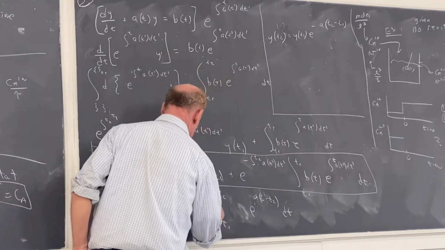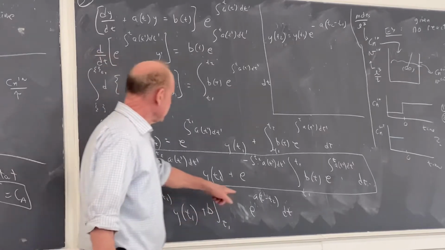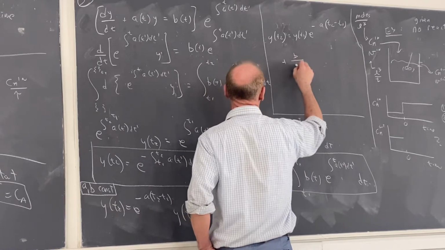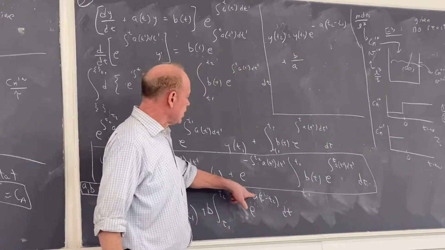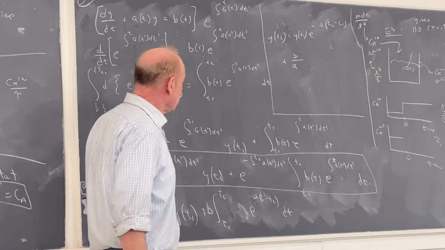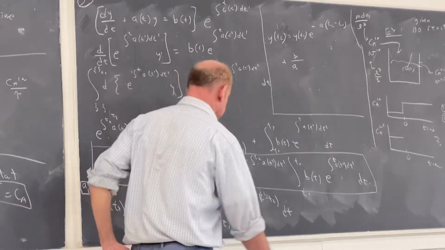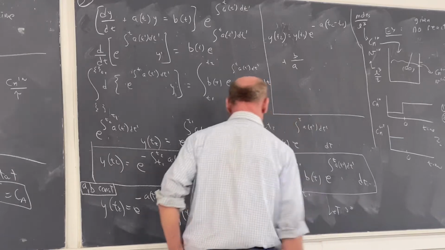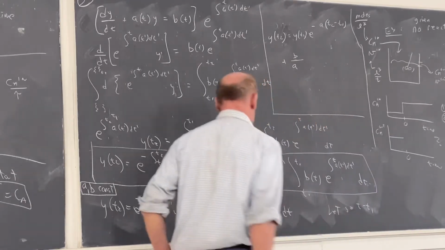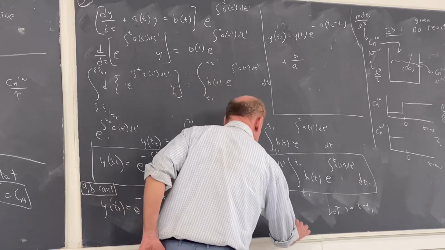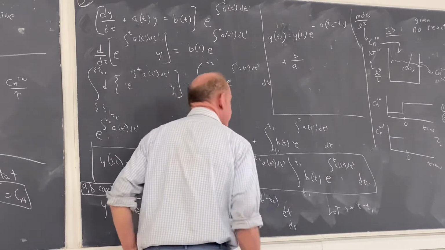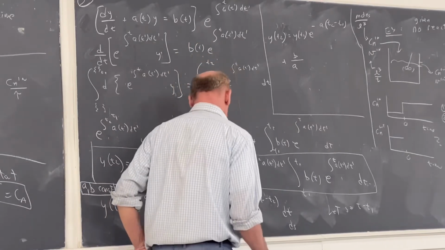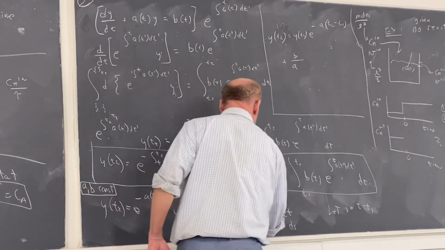b is a constant, so b comes out. So I'm assuming b is a constant, and I can do this integral. Then I have b over a, because I take the integral of a times something. I can switch variables. If I change variables, I can let s be equal to t minus t1. So then this is ds, and this becomes e to the a s. So let's write it out.